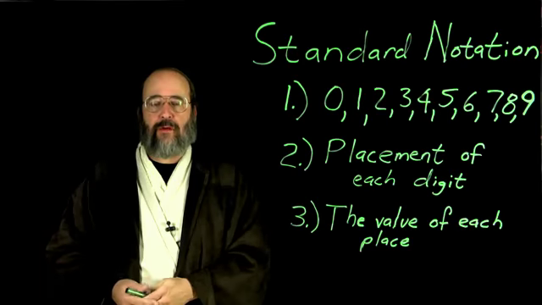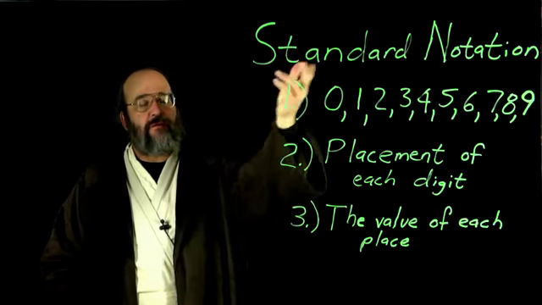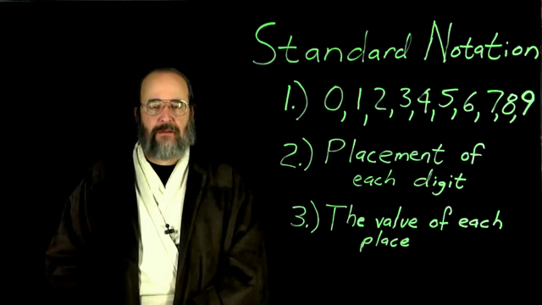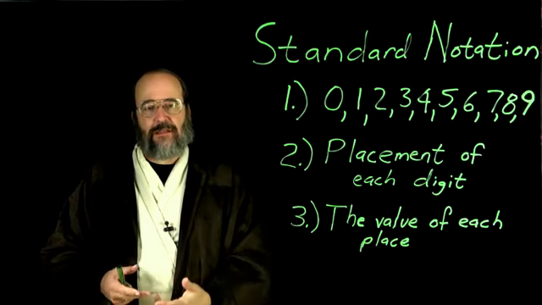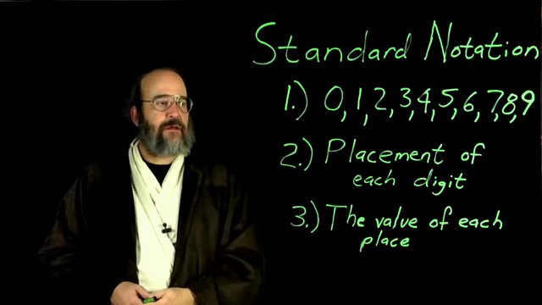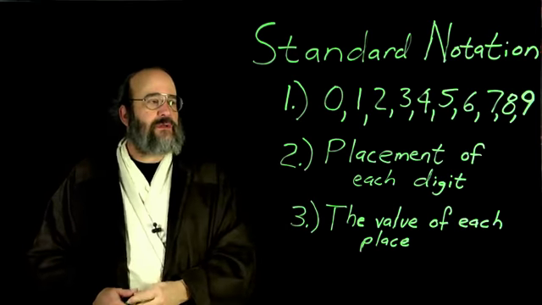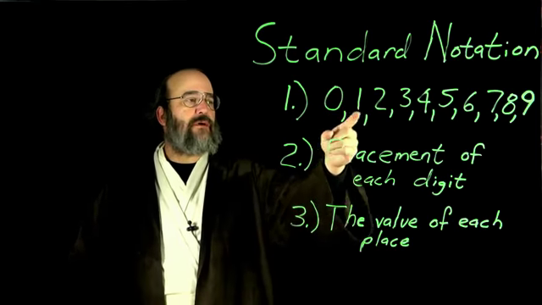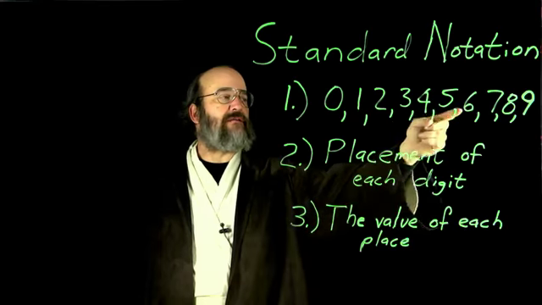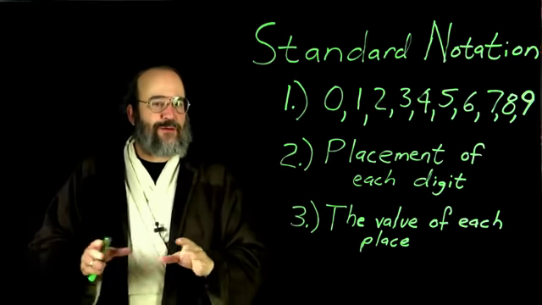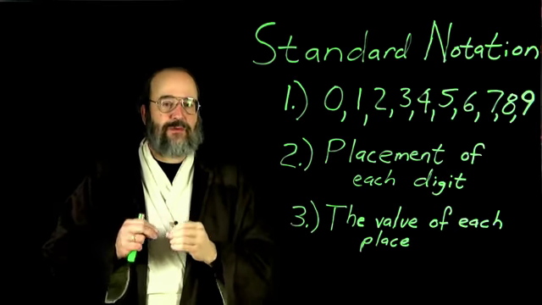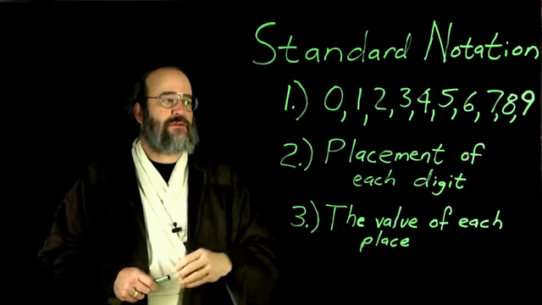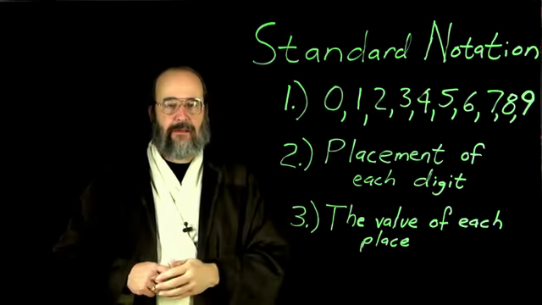To write a whole number, we use what is referred to as standard notation. Standard notation is basically made up of 3 parts. First off, we use the digits 0, 1, 2, 3, 4, 5, 6, 7, 8, 9. Those are the only digits that we use. The only symbols that we use to represent numbers are 0 through 9.